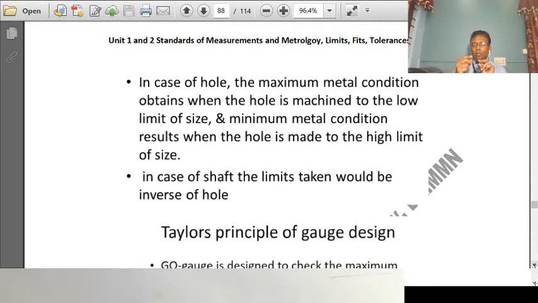But if the shaft size is smaller than the tolerance provided for that particular shaft, say IT7, say IT8, this is the tolerance. If it is less than this tolerance, minimum size, that means it is already in the minimum working condition. Even if you want to rework on that, it is impossible. The shaft is already less than the minimum size possible. So this is the lower limit of the shaft.